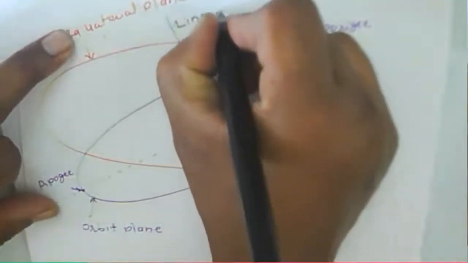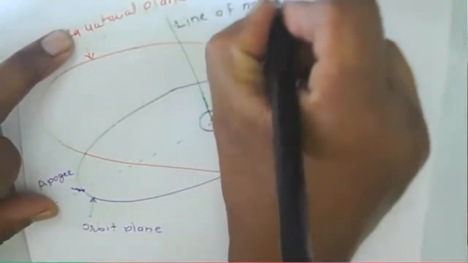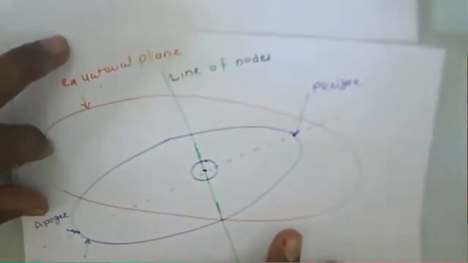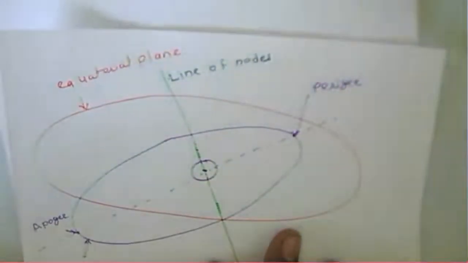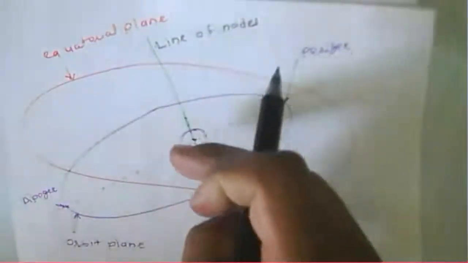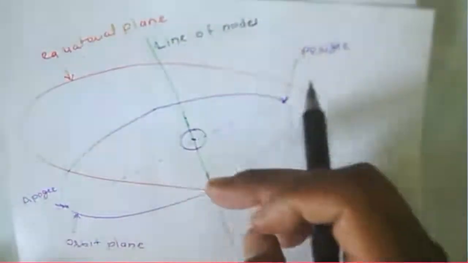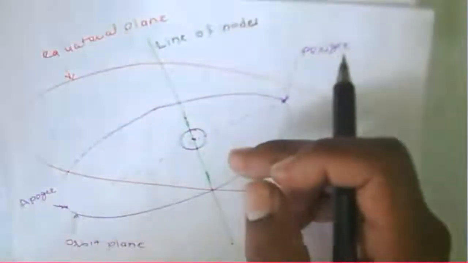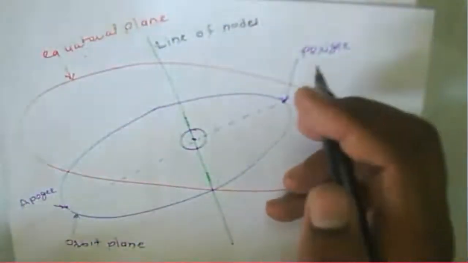The earth has some particular line of nodes. This is called the line of nodes. Line of nodes means, like, a north and south line, likewise.